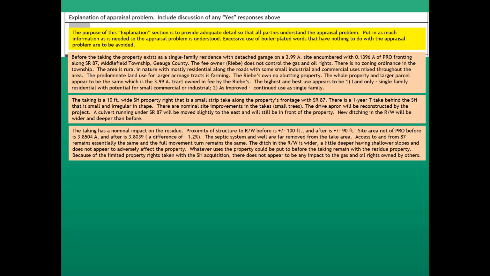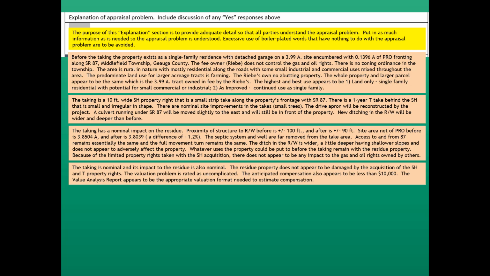Access to and from State Route 87 remains essentially the same, and the full movement turn remains the same. The ditch in the right-of-way is wider, a little deeper, having shallower slopes, and does not appear to adversely affect the property. Whatever uses the property could be put to before the taking remain with the residue property. Because of the limited property rights taken with the SH acquisition, there does not appear to be any impact to the gas and oil rights owned by others. The taking is nominal, and its impact to the residue is also nominal. The residue property does not appear to be damaged by the acquisition of the SH&T property rights.